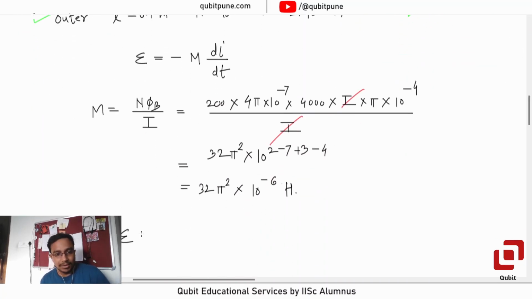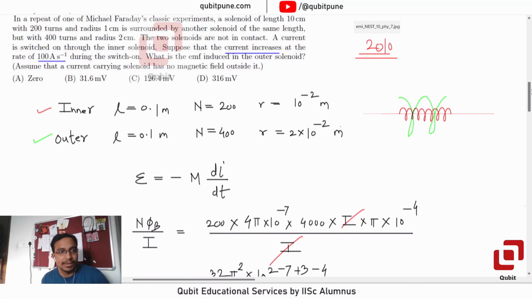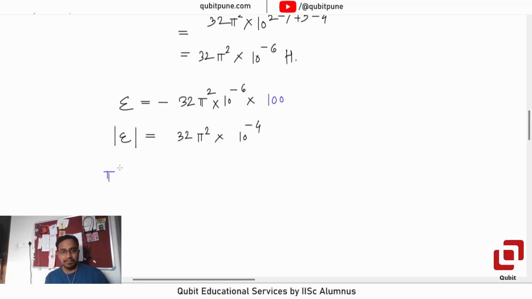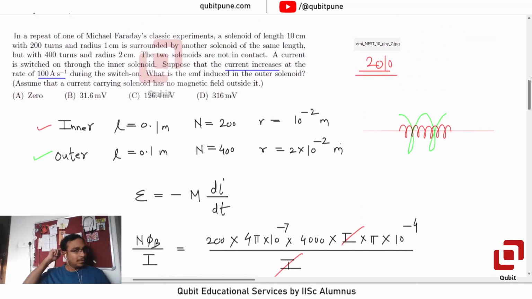And now we have to find the EMF induced. So minus 32 pi squared into 10 raised to negative 6, into the current rate of increase, 100 amperes per second. Just take the modulus now. So that's 32 pi squared into 10 raised to negative 4. Now pi squared is approximately 10, so mod epsilon will be 32 into 10 raised to negative 3 volts. It's actually slightly less than that, so option B is right.